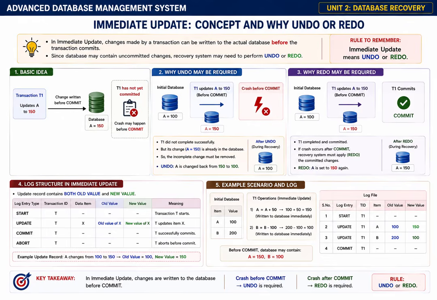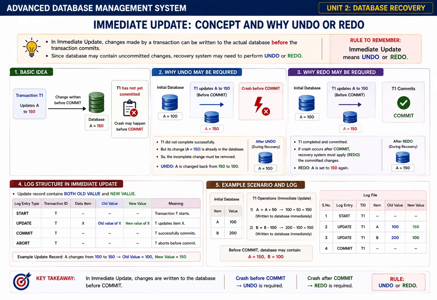Now, let us understand why undo may be required. Suppose the database initially contains A equals 100. Transaction T1 wants to change A to 150. Since we are using immediate update, the new value can be written to the actual database even before T1 commits. So the actual database may now contain A equals 150. But there is one important point. T1 has not yet committed. Now imagine that the system crashes before commit. What should happen?